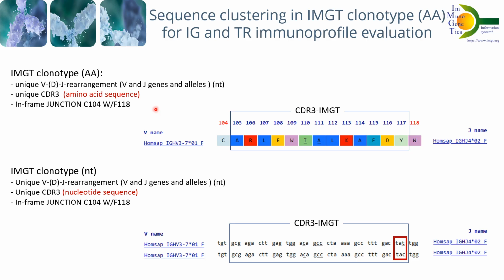Besides the definition of the IMGT clonotype based on the amino acid sequences of CDR3, IMGT has also defined the IMGT clonotype NT for nucleotide. This corresponds to a unique rearrangement characterized by the names of the V and J genes and alleles, a unique CDR3 in nucleotide sequence, and an in-frame junction. At this level, it is important to note that different clonotypes defined at the nucleotide level can correspond to the same clonotype defined at the amino acid level.